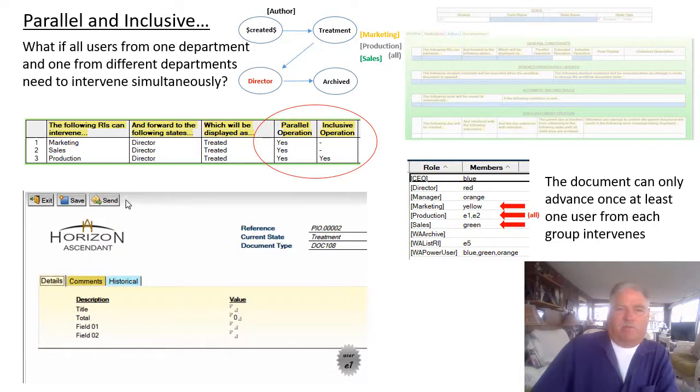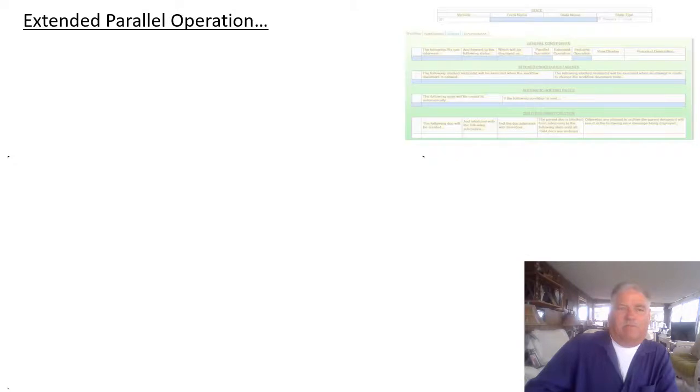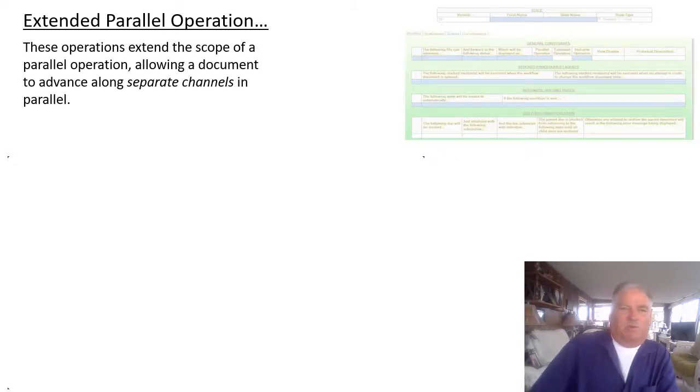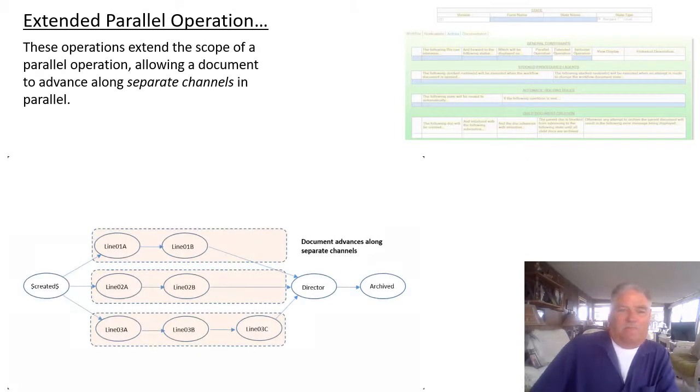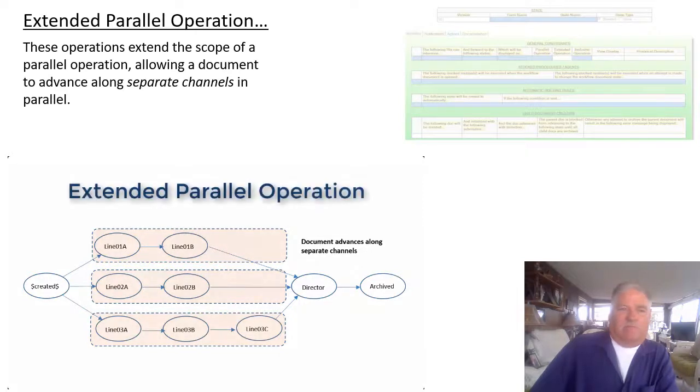And so here you'll see both E1 and E2 need to intervene. And there the document advanced. Okay, these next few will be a little bit more involved. We all know what a parallel operation is. That's when each user needs to intervene for the document to advance.